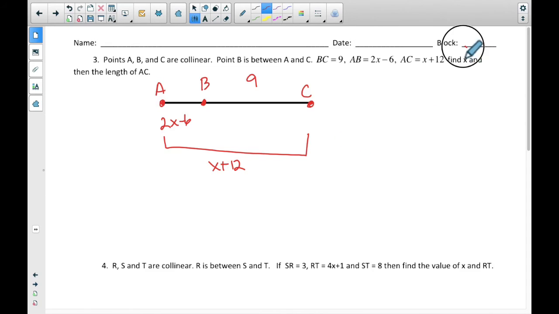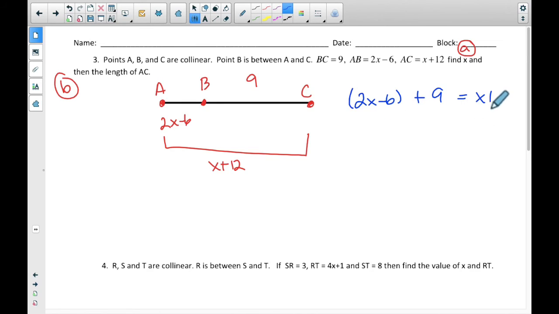So this is actually a two-step problem. Part A is to find x. Part B is to find the length of AC. I think we can do it though. So if I put these together, I'm going to have 2x minus 6 plus 9 is equal to x plus 12, right? Because the two smaller parts add up to be the whole big one. So if I add my like terms, I have 2x, negative 6, and positive 9. We combine those together. That gives me a 3. And then I bring down my x plus 12.